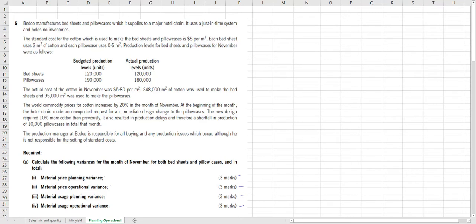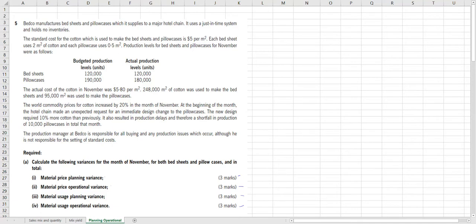At the beginning of the month, the hotel chain made an unexpected request for an immediate design change to pillowcases. The new design required 10% more cotton than previously. It also resulted in production delays and therefore shortfall in production of 10,000 pillowcases in total that month.